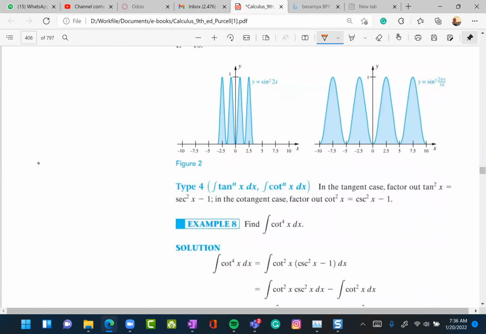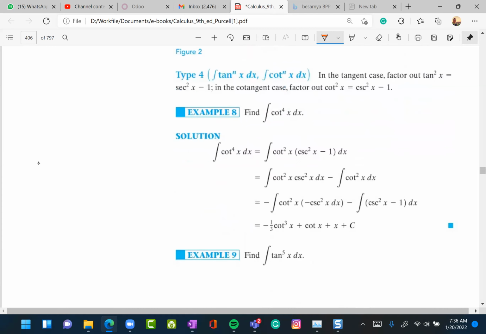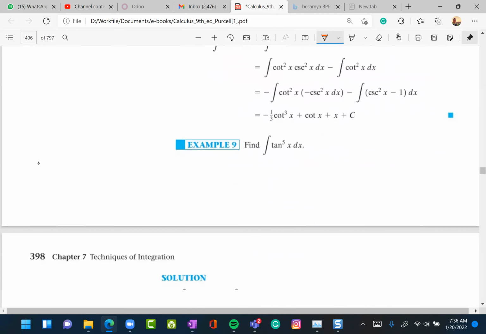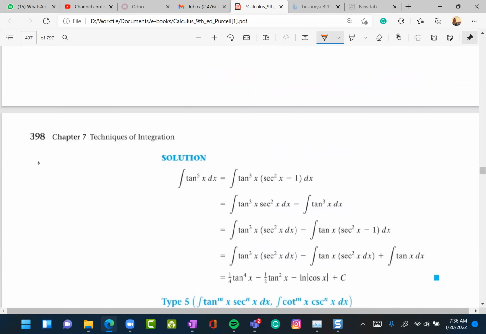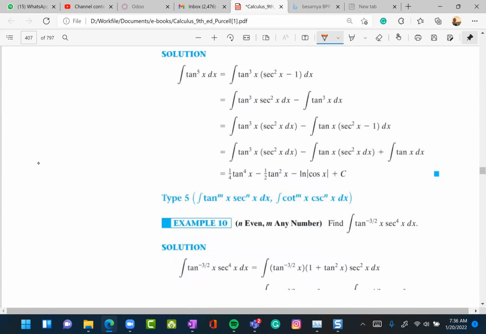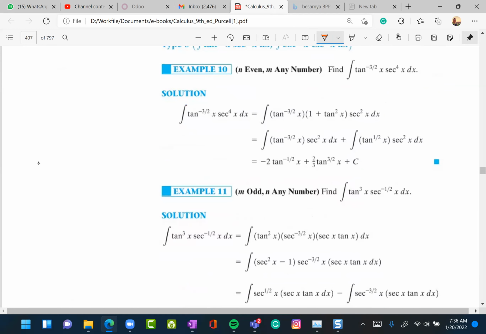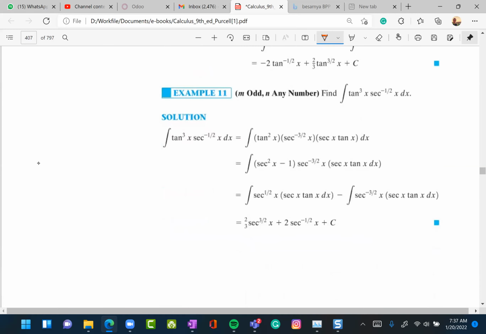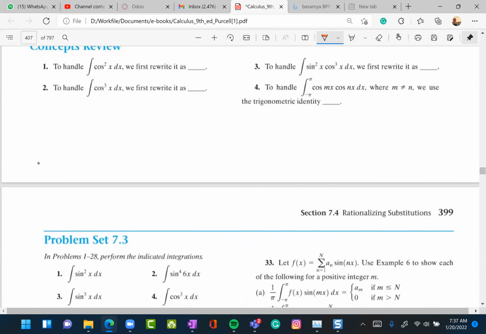All right, so this is the same trick. I'll let you read this stuff and learn by yourself. Even with the rational power, you still can do this one. So that's another method, called rationalizing substitutions.